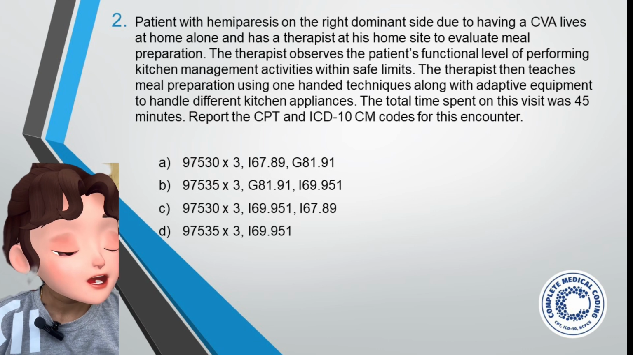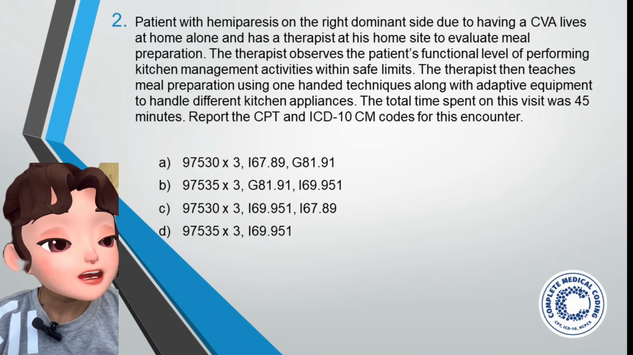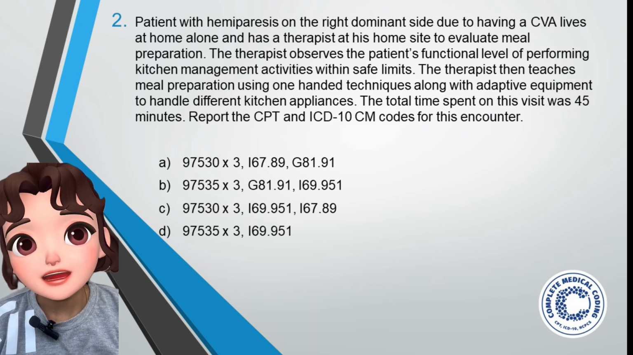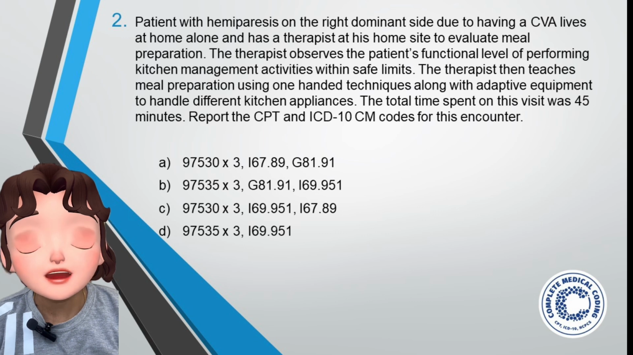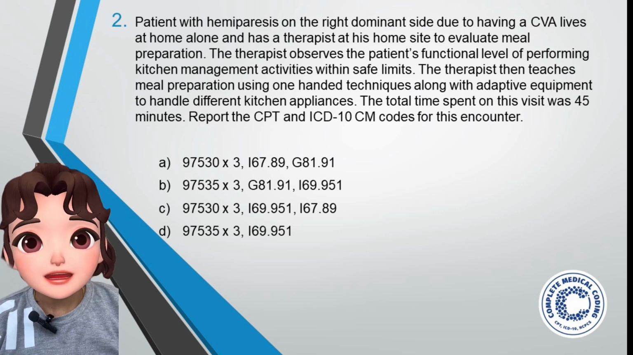I69.951. What is I69.951? I69.951 represents hemiplegia and hemiparesis following unspecified cerebrovascular disease affecting right dominant side. Yes, we need that code, right? That is the exact diagnosis. Hemiplegia and hemiparesis affecting the right dominant side.